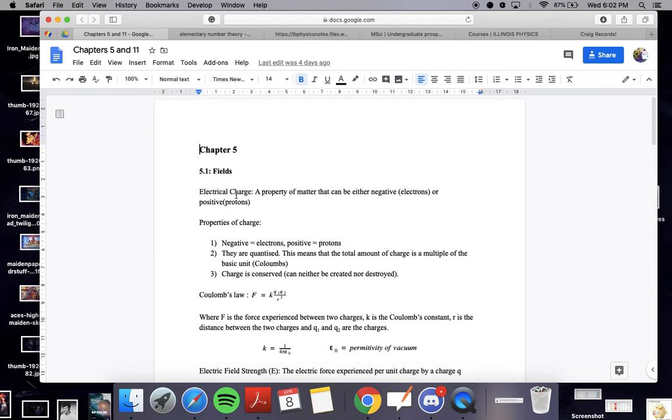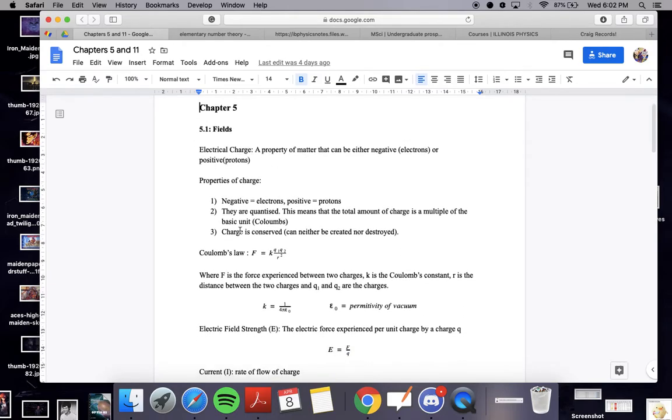So, first up, electric charge. Electric charge is a property of matter that can either be negative or positive. Usually when we talk about negative charge, we refer to electrons, and positive charge, we refer to protons. Well, there are more ways, but you'll learn about that in chapter 7.